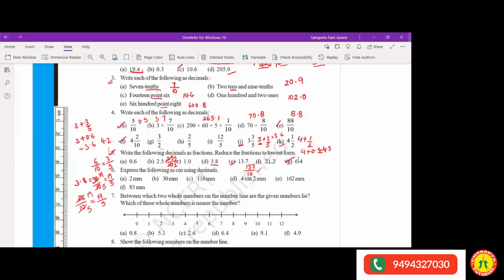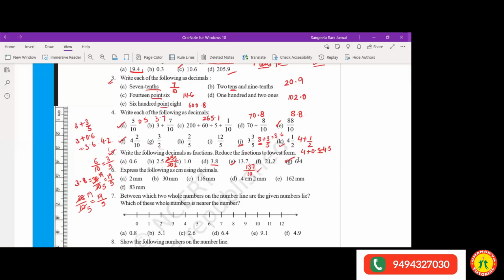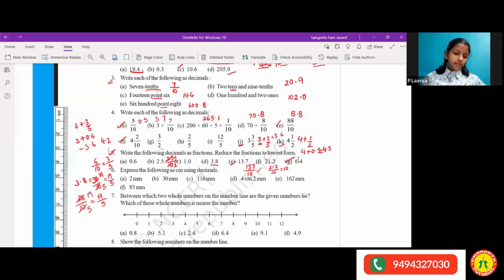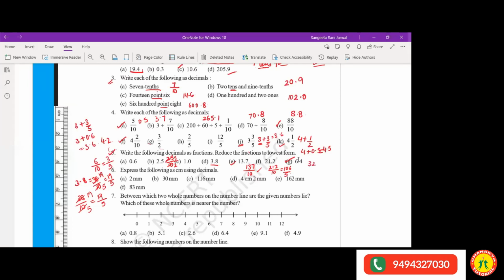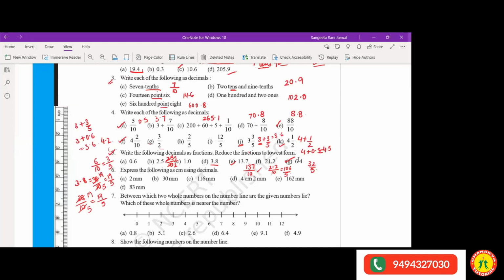Okay, and for this, Sritesh, what did you tell me about this? Ma'am, I got 106 by 5. Very good, 106 by 5. Lakshya, what did you get for 6.4? 6.4 means I got 32 by 5, ma'am. Okay, good. Great. Okay, now moving to question number 6.